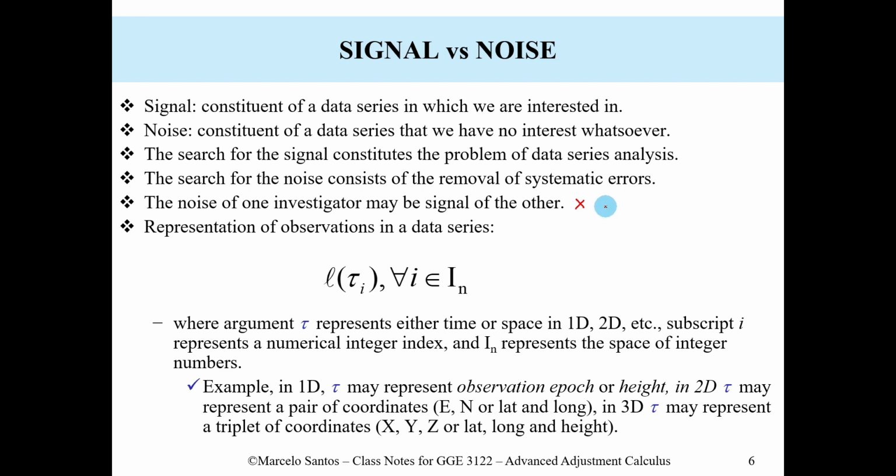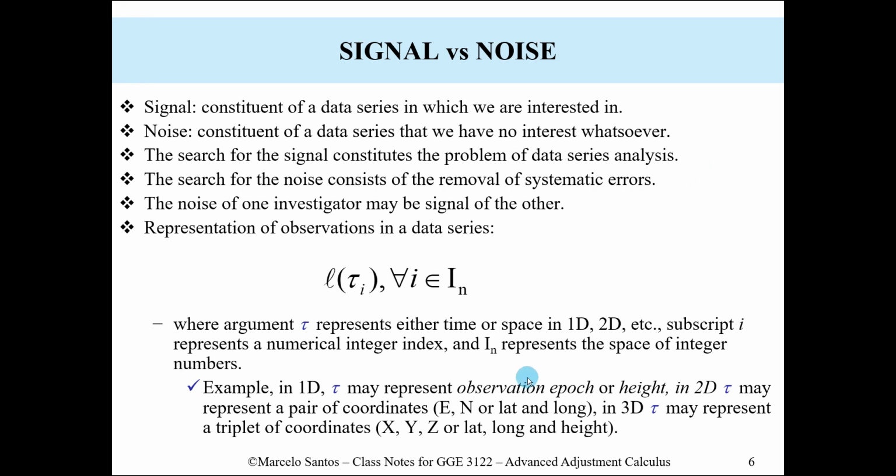In time series analysis, our signal is typically the long-term variations. We can think of it in terms of systematic trends. So the search for the signal constitutes the problem of data series analysis, and the search for the noise consists of the removal of systematic effects. Let me discuss a little bit more these two sentences. The search for the signal constitutes the problem of data series analysis, and the search for the noise consists of the removal of systematic errors.